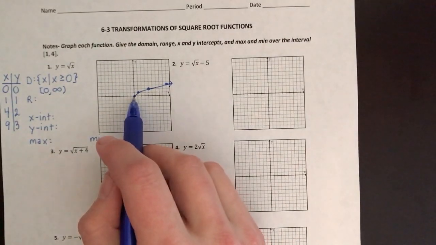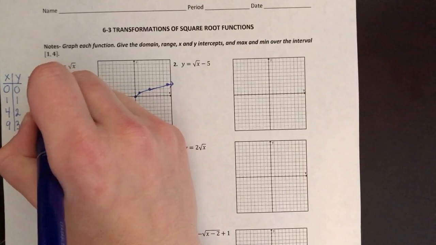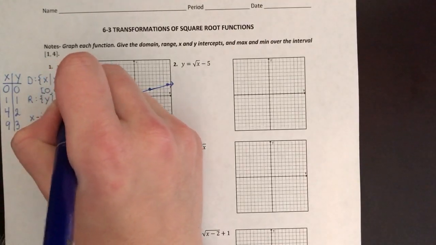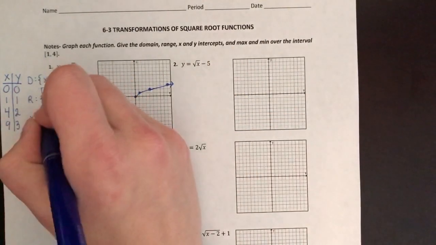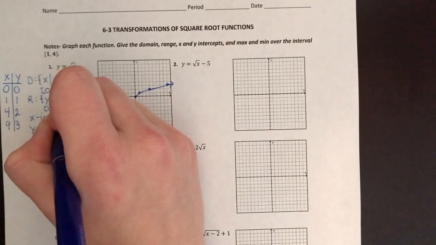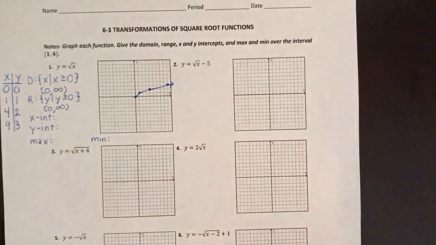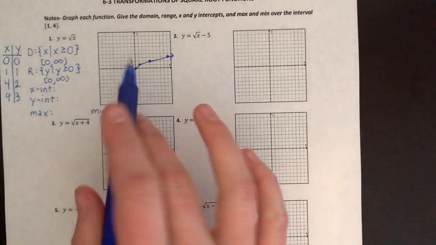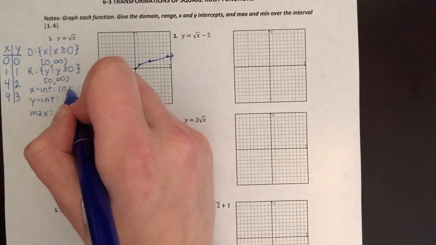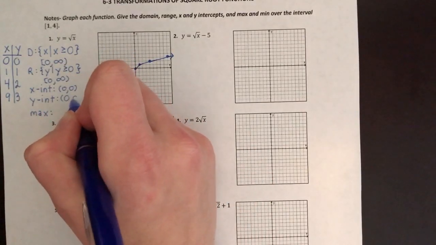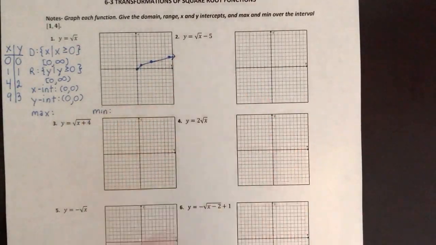For the range, it's similar. It starts at 0, goes up to infinity. So y such that y is greater than or equal to 0. And then for interval notation, same, from 0 to infinity. That's a bracket. Okay, the x-intercept and the y-intercept are both (0, 0) for the parent function. It goes through the x and y-axis at the origin.